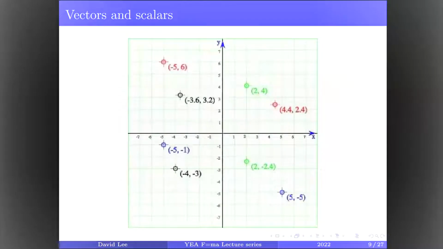Let's see. Shoot, where can I annotate? All right, so we can see the vectors here, if I can figure out how to annotate. There's no annotate button. Anyways, the vectors here would just be from the origin to wherever the point is, that's the position vector.